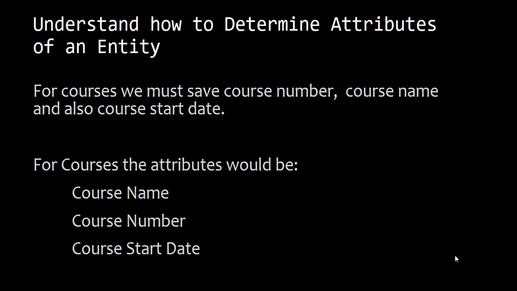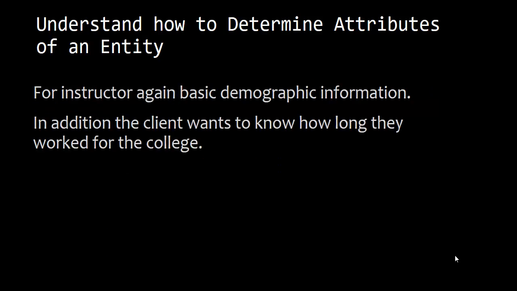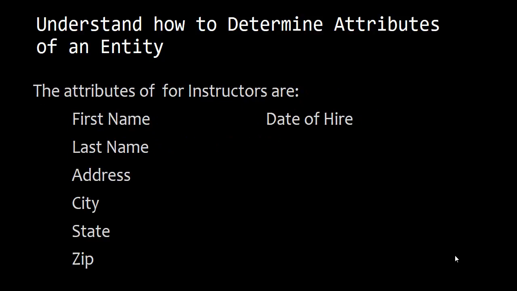If we continue on with the requirements, there might be a line to state something like, for courses, we must save course number, course name, and also course start date. That's pretty simple. With no other information available about courses, that will be our attribute list. And finally, for instructor, basic demographic information again. In addition, the client wants to know how long they worked for the college at any particular point in time. All right, with that said: first name, last name, address, city, state, zip, and date of hire.